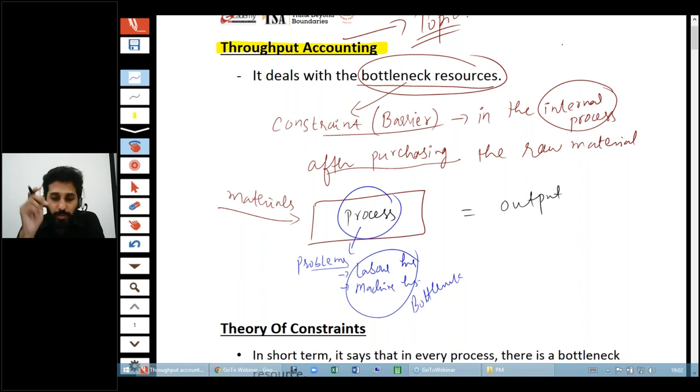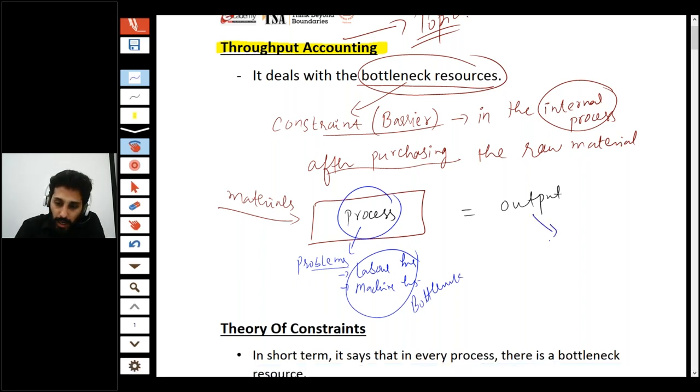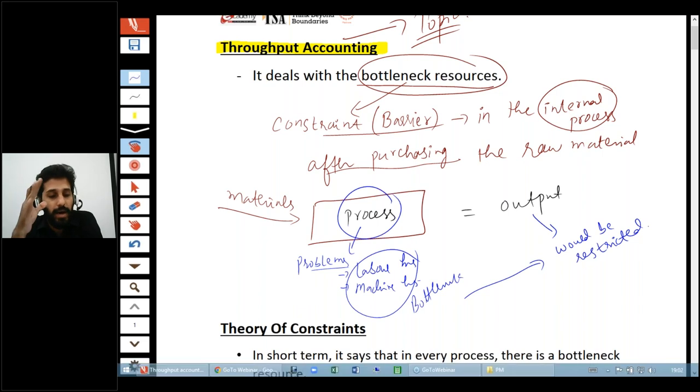Remember that when there are bottleneck resources, obviously the output would be restricted. So due to the bottleneck, your output is restricted. Anything which acts as a barrier will definitely restrict your output. So the bottlenecks are either labor or machine hours.